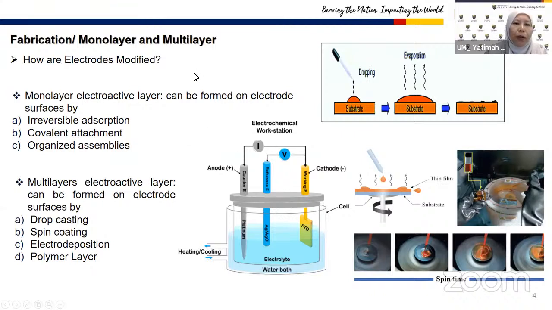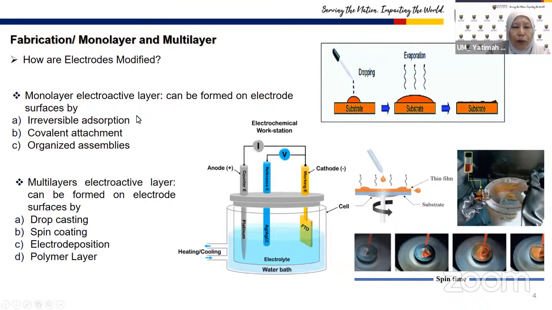Okay, so when you talk about layers, the conducting layers or electroactive layers on top of the modified electrode, we want to form a monolayer or multilayers. The most challenging skill is needed when you want to make a monolayer electroactive layer, because a monolayer is just one layer of electroactive materials. This is very, very challenging because you need to control the amount of material that can form on top of the substrate. This can be formed on an electrode by several reactions. For example, irreversible adsorption, which means the chemical adsorbed on the surface of the substrate or electrode is non-reversible. It stays as it is.